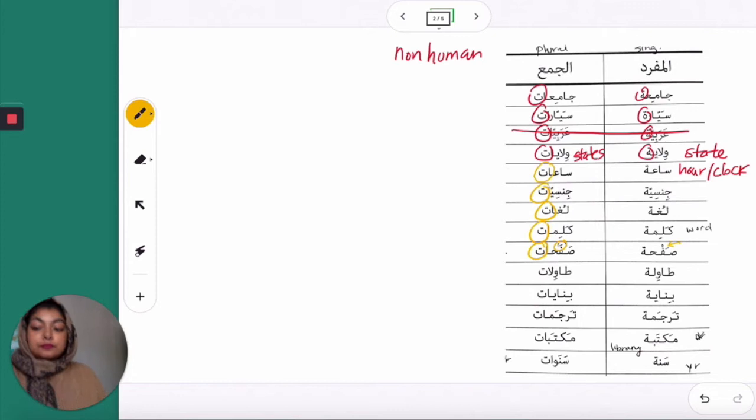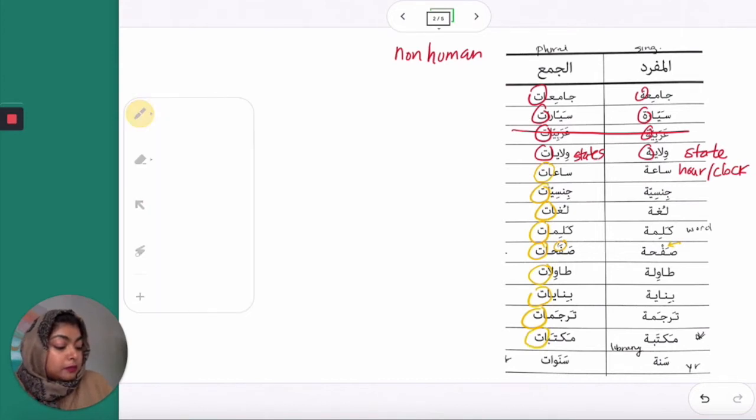طاولة. هذه طاولة. طاولات. Tables. بناية. Building. بناية. بنايات. ترجمة, that was a new word. ترجمة. الترجمة من اللغة العربية إلى اللغة الإنجليزية. ترجمة من اللغة الفرنسية إلى اللغة الإنجليزية. ما معنى الترجمة? Translation. ترجمات. Translations.